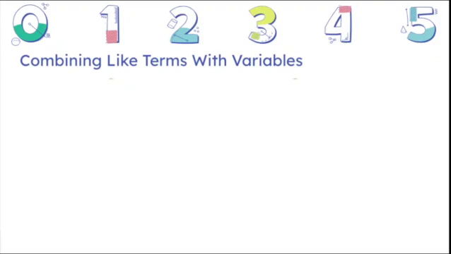Now let's take the same problem and represent it using variables instead of pictures of grass blocks. We'll use g as our variable to represent one grass block. To show our 3 grass blocks, we write 3g. And to show our 5 grass blocks, we write 5g.